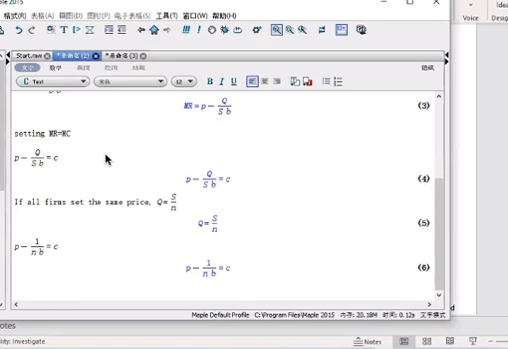Let me make sure the share is fine. Yeah. So I guess you can see.